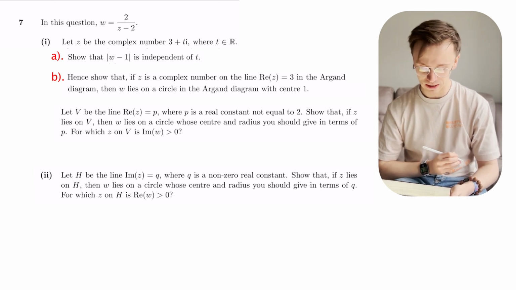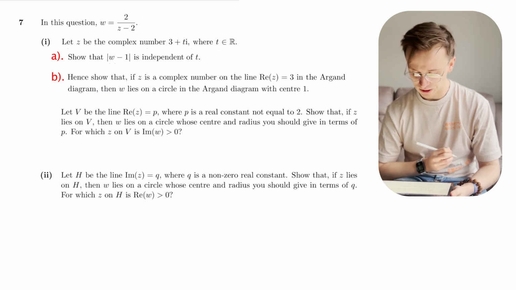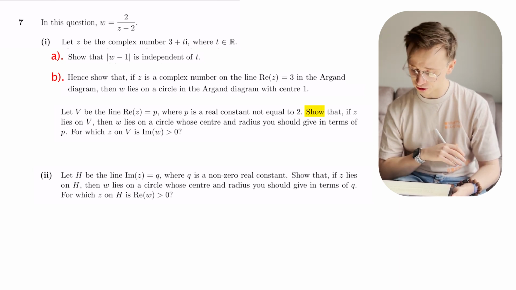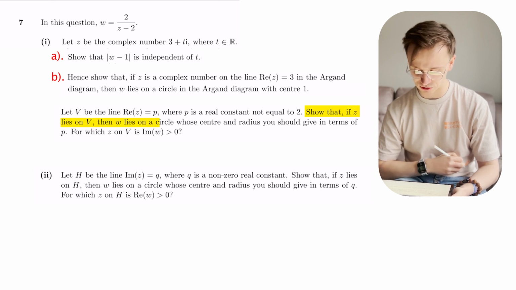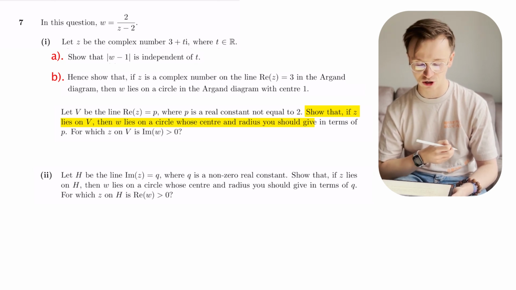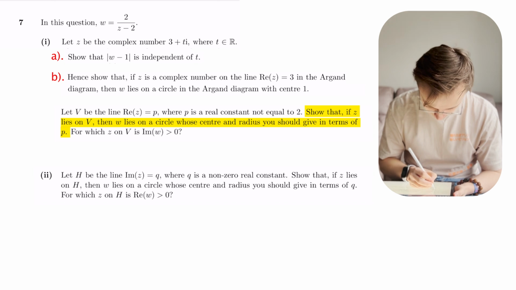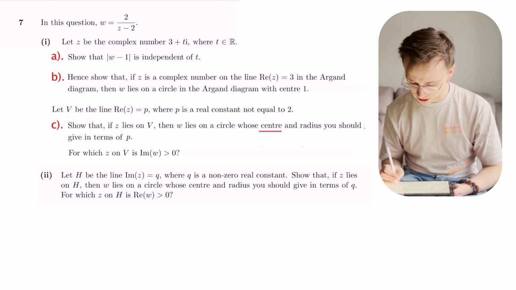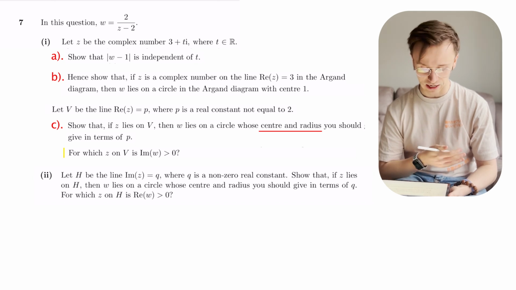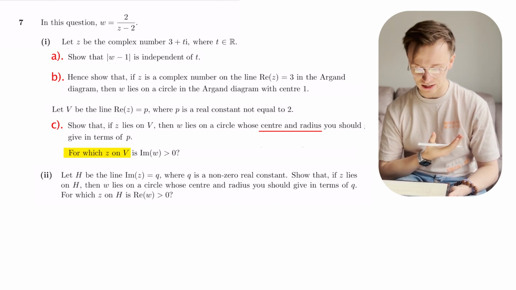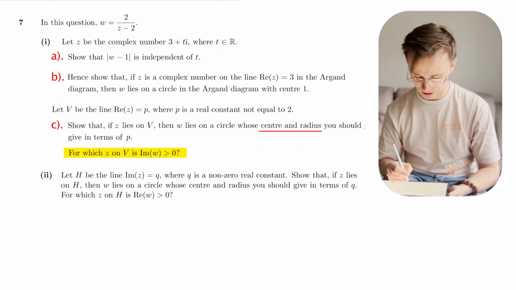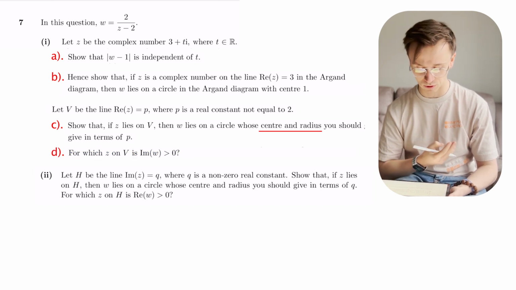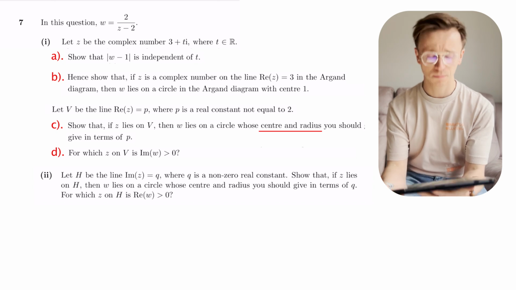So let v be the line, the real of z equals p, where p is a real constant not equal to 2. So that's not a question, that's just set up. Show that if z lies on v, then w lies on the circle whose centre and radius you should give in terms of p. So again, that's the next part. And I can also note that they want to give the centre and the radius. They then ask, for which z on v is the imaginary greater than 0? So that's the last part. So realistically, within part I, they've already asked me 4 different questions. Okay, so that's part I.